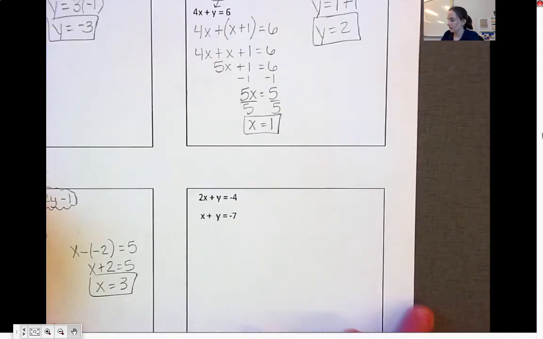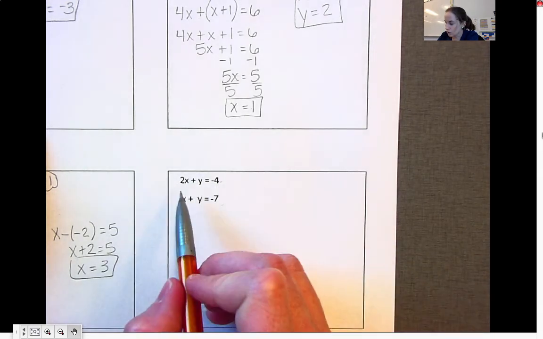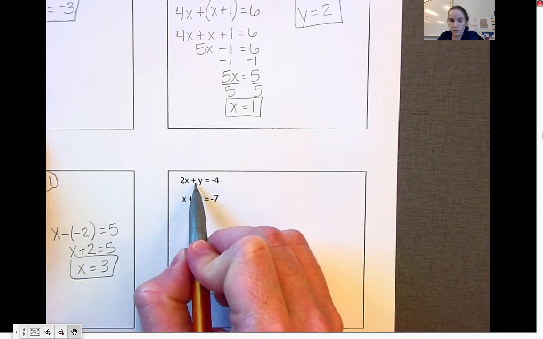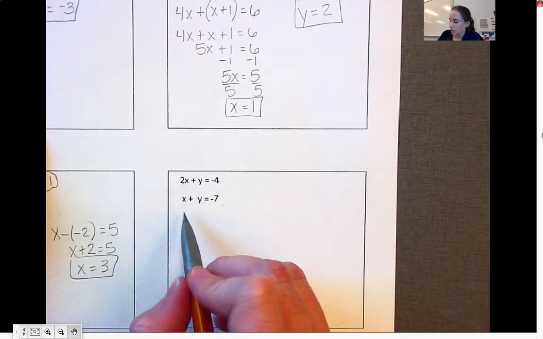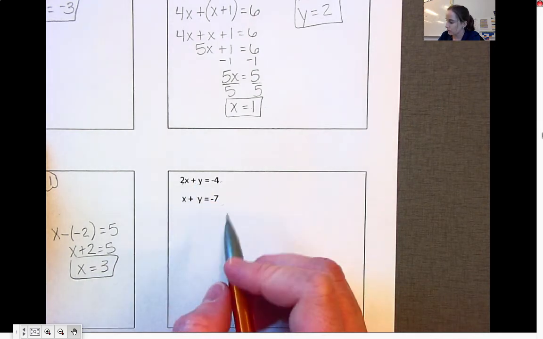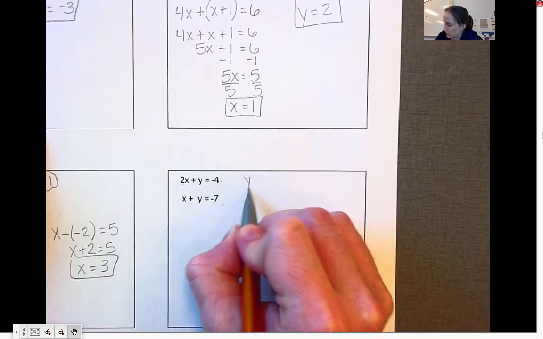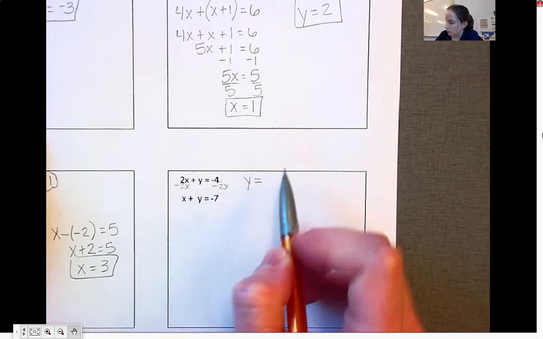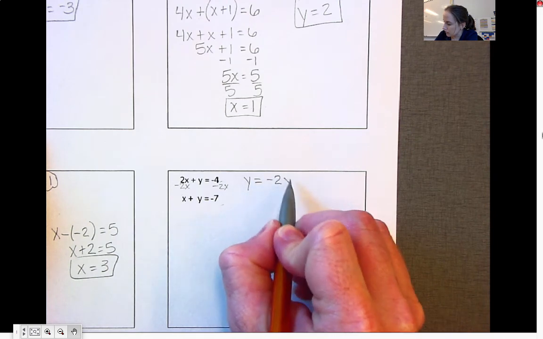Okay, and then the next one. As I look across, I could solve for x here because if I divide by 2, everything's divisible except for 1. I would have to work with a fraction, 1/2. That would be okay. I could solve for y here, which would be very easy because I wouldn't have to divide by anything, just move everything over. Well, it doesn't matter which one you choose, just choose one. So we'll say y equals, I'm going to move this 2x to the other side. Remember, you cannot combine if they are not like terms. So negative 2x minus 4.